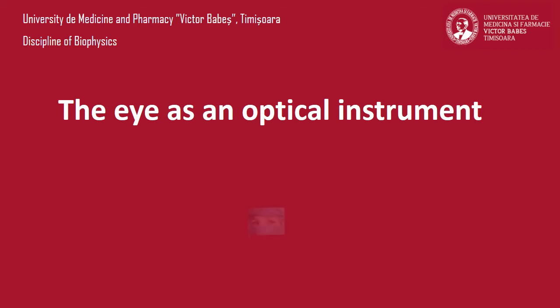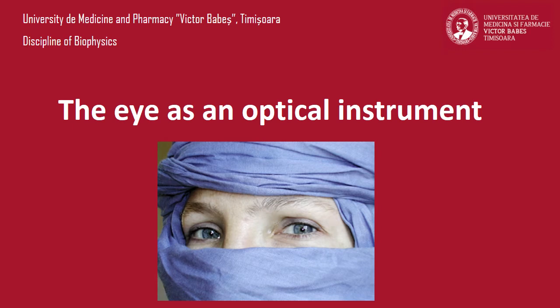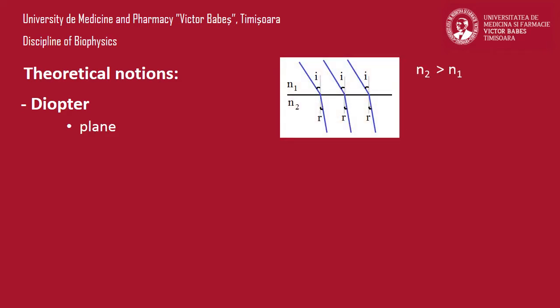Hello dear students, today we are going to study the eye as an optical instrument. Let's start with some theoretical notions. The diopter represents a surface that separates two different transparent media. If parallel rays of light meet a plane diopter, by refraction they will be deviated, emergent rays remaining parallel.